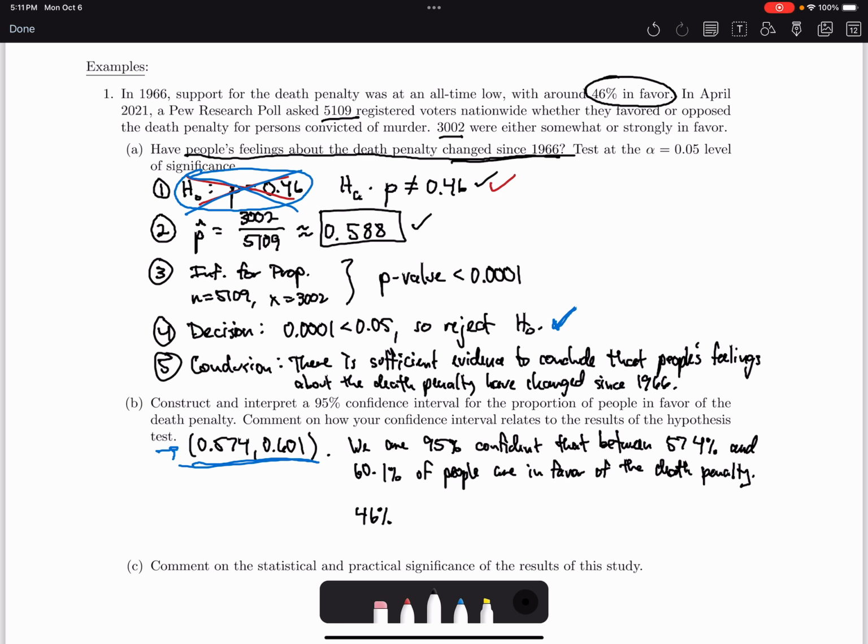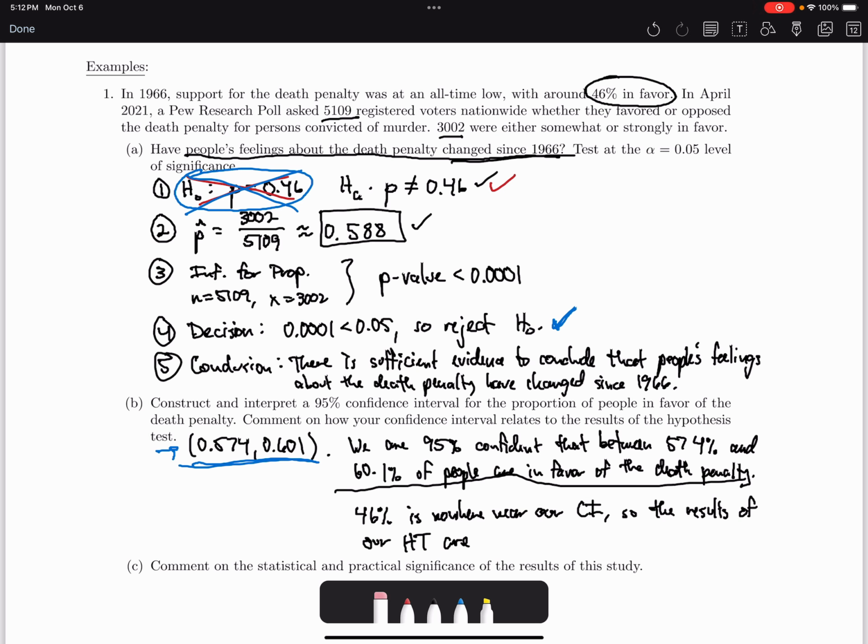So we could say, well, 46%, so this is like a separate thing now, right? But 46% is nowhere near our confidence interval. So the results of our hypothesis test are verified. Okay.